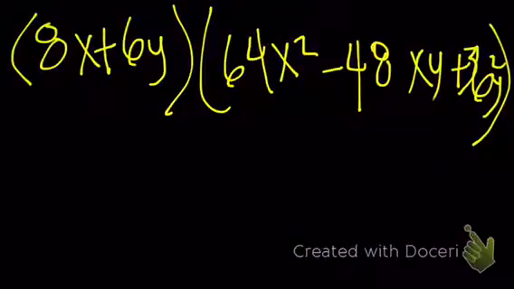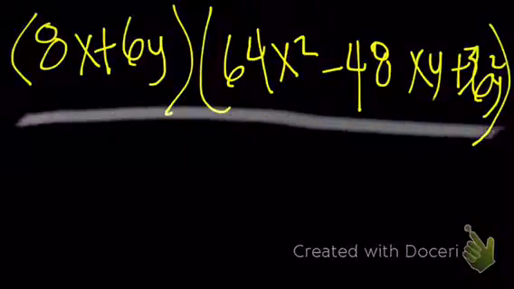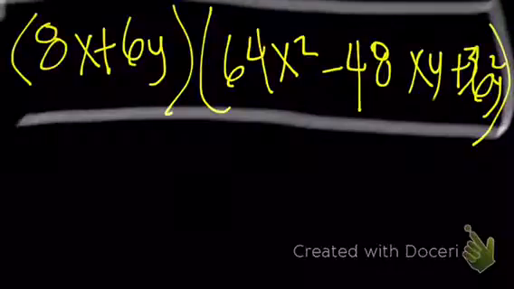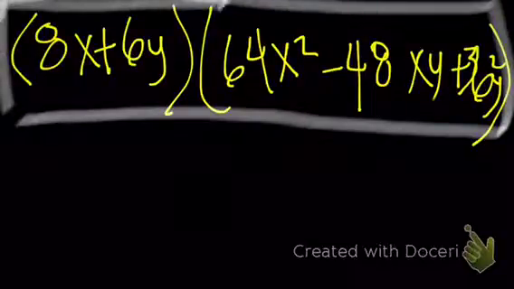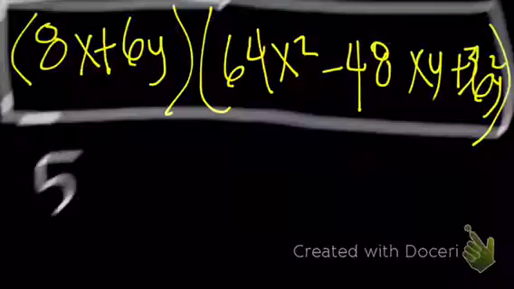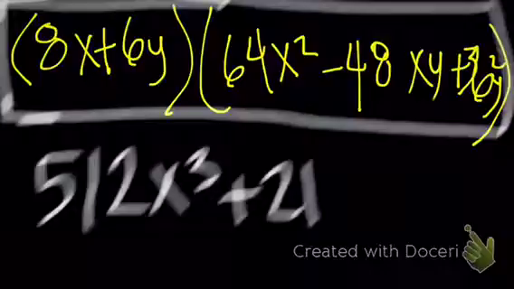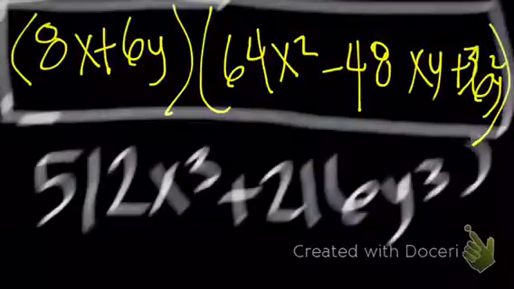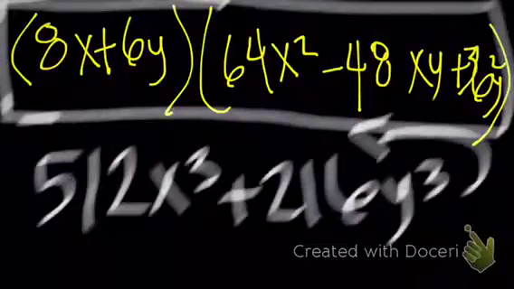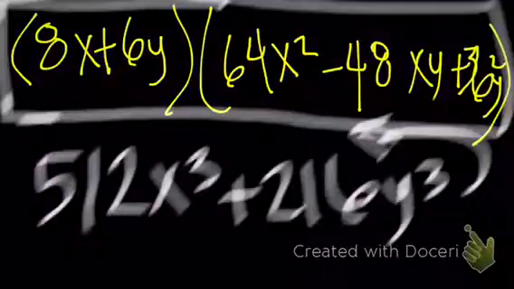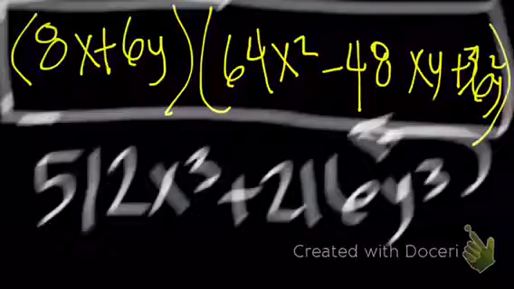Okay, so now that we've gotten this equation, since there's no like terms to combine, this is going to give us our final answer, which is going to be 512x cubed plus 216y cubed equals 8x plus 6y times 64x squared minus 48xy plus 36y squared.